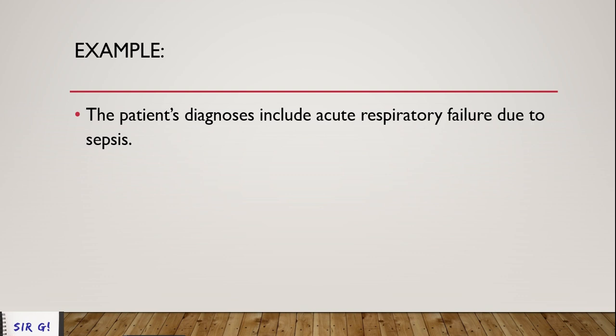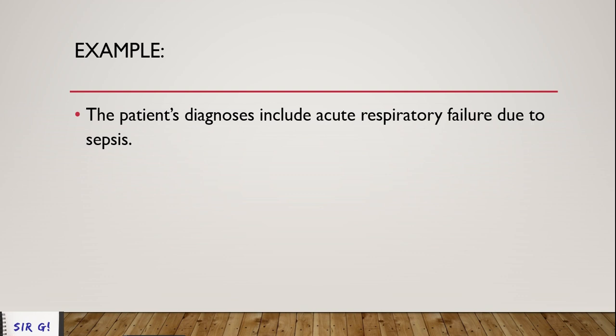So I have an example here. Please take time to read the scenario. Okay. The patient's diagnosis include acute respiratory failure due to sepsis. Okay, so it's very clear in the scenario that the acute respiratory failure is related to your sepsis. So what should be your first code? There's a sepsis there. There's an organ dysfunction, meaning there's already a severe sepsis, right?